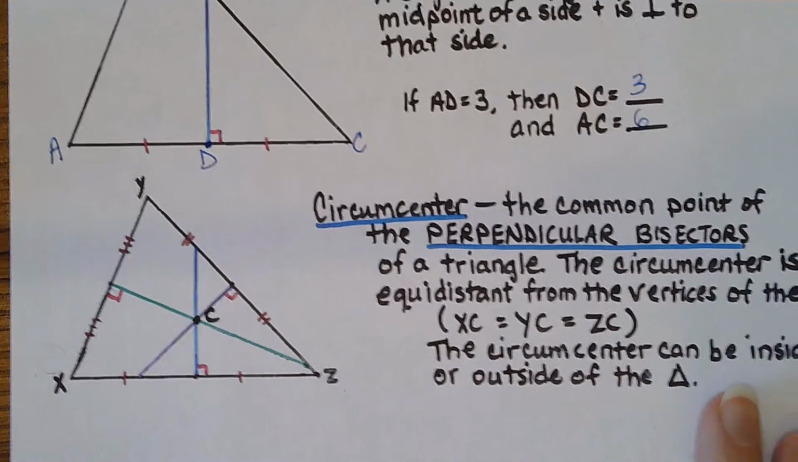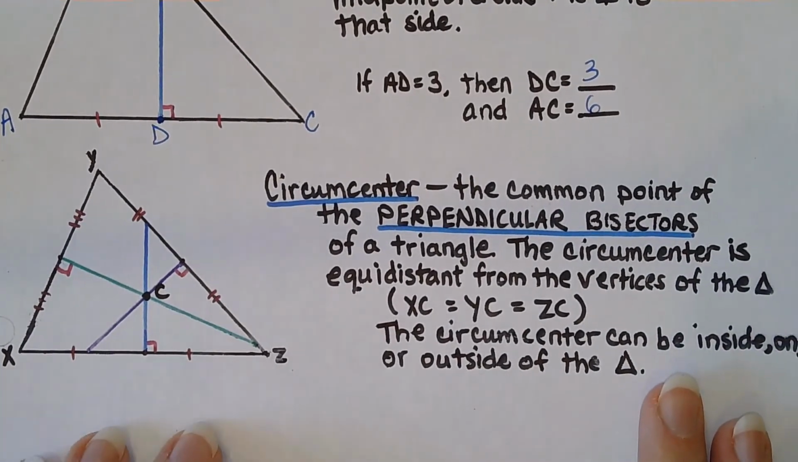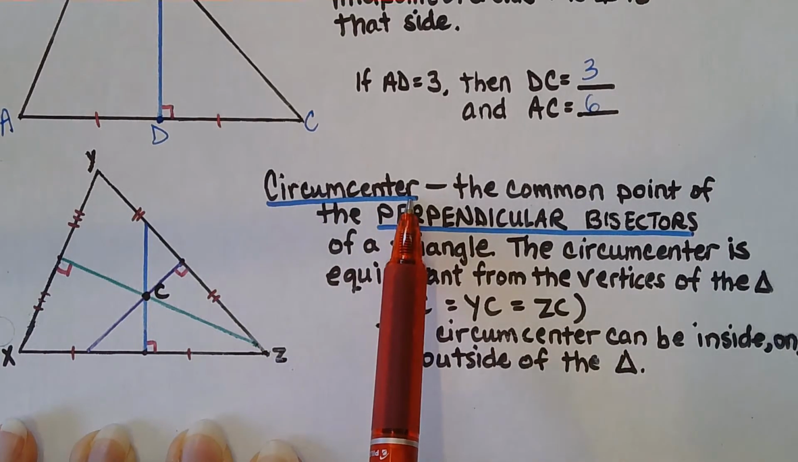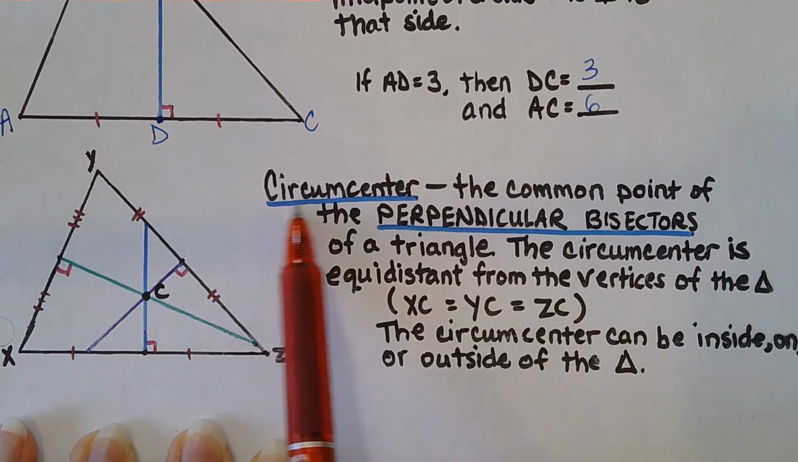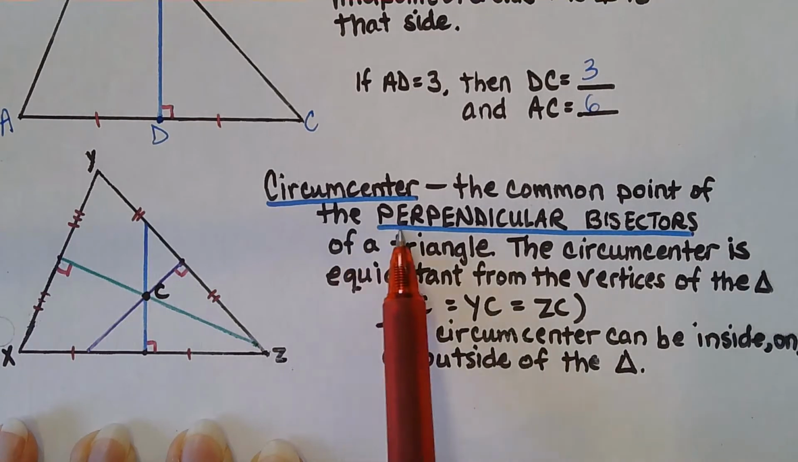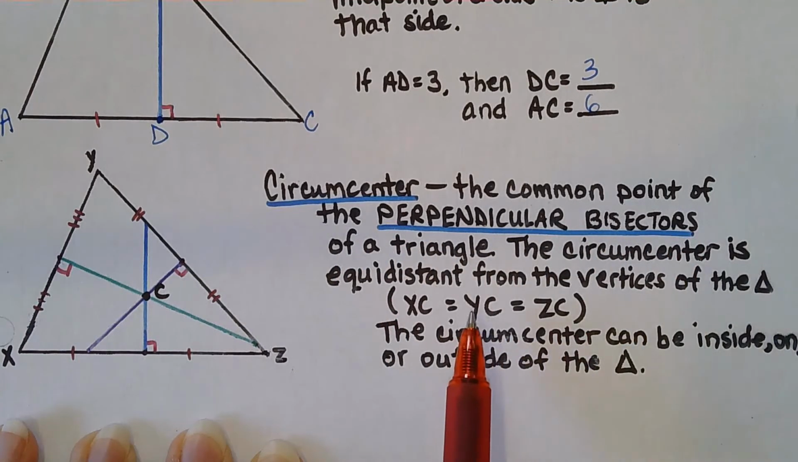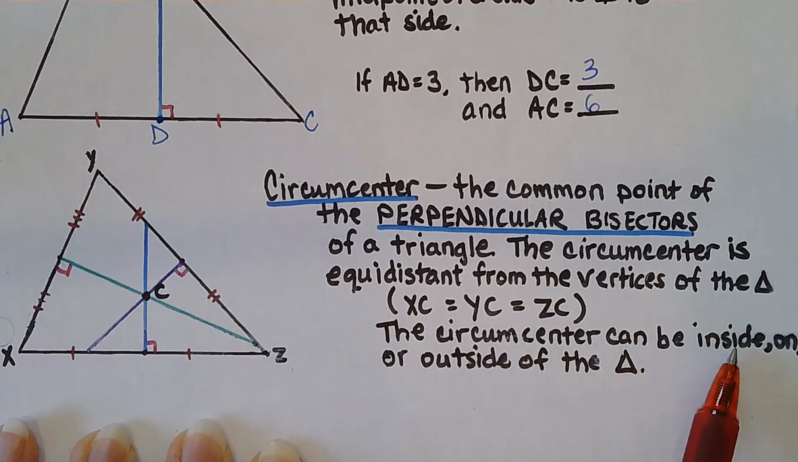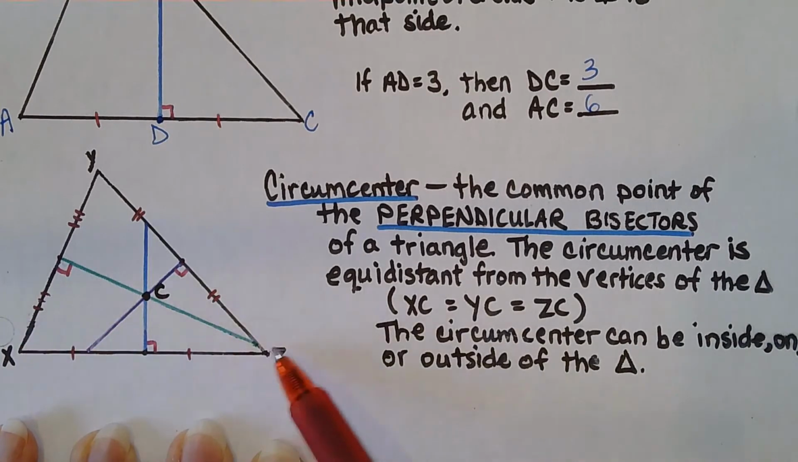All right, so we've got, see if I can fit all of that on there. All right, the circumcenter. Circumcenter, that's the point of concurrency. This is the name of the point of concurrency. Circumcenter, the common point of the perpendicular bisectors of a triangle. The circumcenter is equidistant from the vertices of the triangle. And the circumcenter can be inside, on, or outside of the triangle. All right, let me go over that again. You could copy this down for your notes. This is a good example to have.